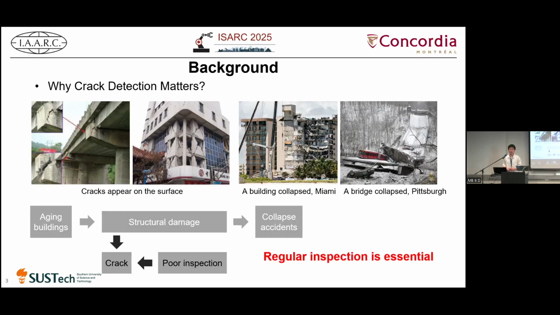As we know, crack segmentation is a classic task in computer vision on construction. As buildings age, structural damage becomes more likely, and cracks are an early warning sign. But if inspection is poor, serious accidents like collapse could happen. So that's why regular inspection is essential.